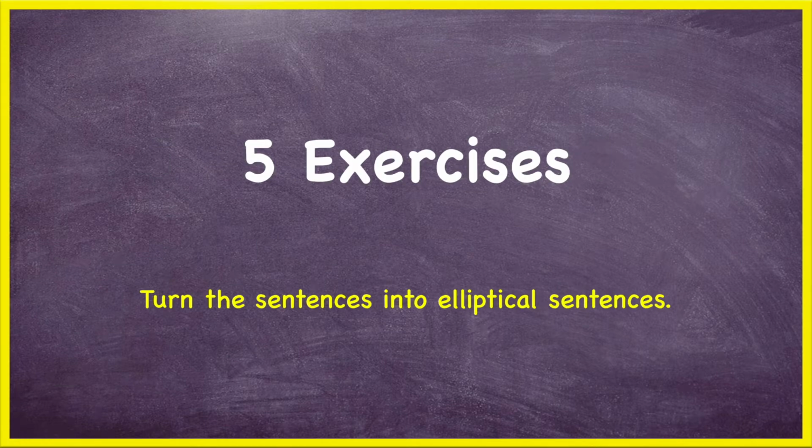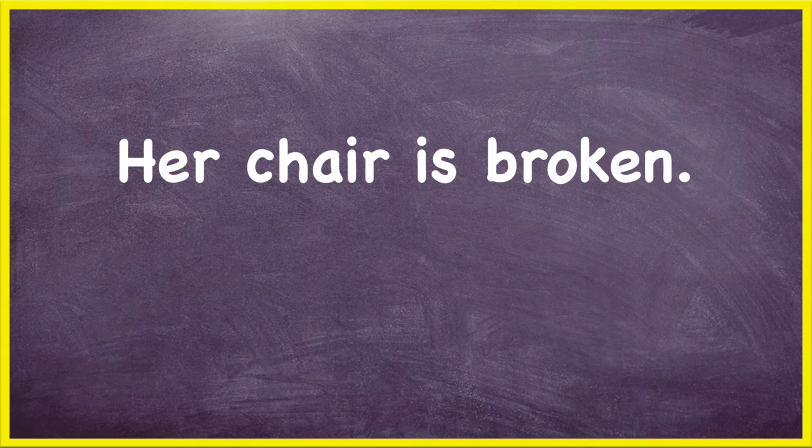All right, let's do some exercises to make sure that you understand these. So I will show you 5 sentences and you turn the sentences into elliptical sentences. Ready? Here we go. Her chair is broken. How would you turn this into an elliptical sentence? Right, the answer is hers is broken. Remember, we have to change the word her in this case because we cannot say her is broken. It doesn't make sense. Hers is broken.